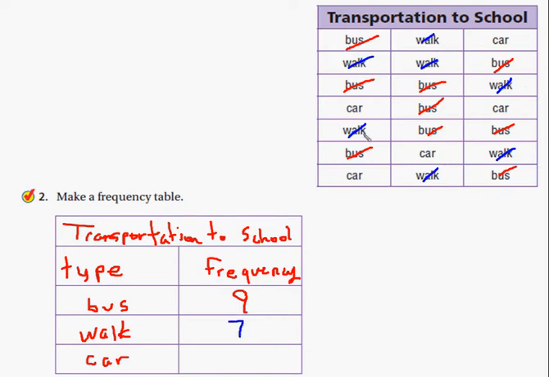Now, how many people take a car? Well, I'm just going to count up the ones I haven't crossed out. 1, 2, 3, 4, 5. 5 people take a car. So, this is my frequency table. It is much easier to see what the most popular form of transportation is, and the least popular, when it's in this format than when it's in this format. This is just a random jumble, but here it's very well organized.